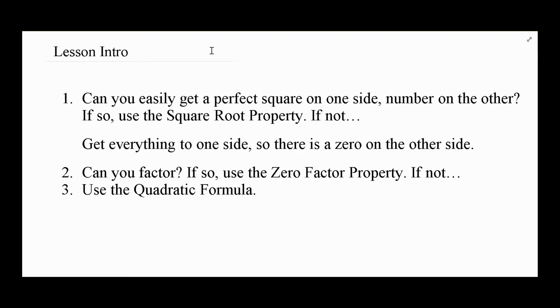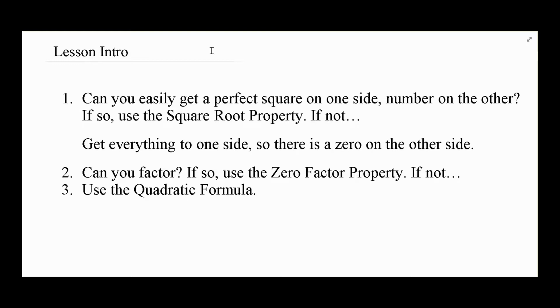What's typically going to be the easiest thing is if you can use the square root property, where the square root property says if I have a perfect square on one side and a number on the other, then I can take the positive and negative square root of both sides. That one's the easiest because that gets us pretty much right to our answer in a single step. So if you can easily get a perfect square on one side and a number on the other, that's what you want to use.